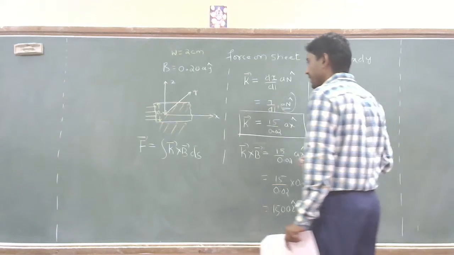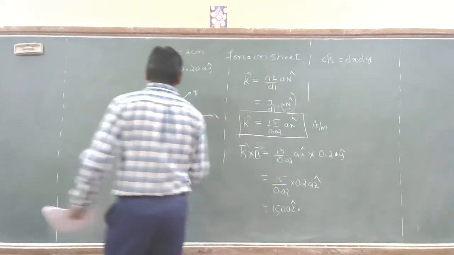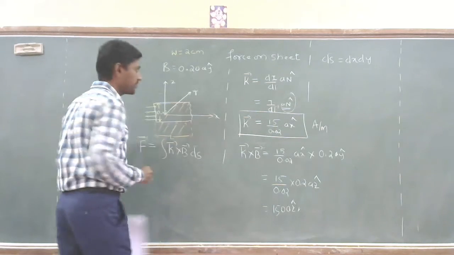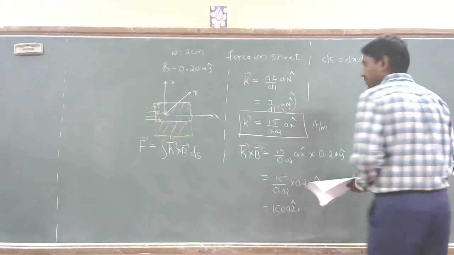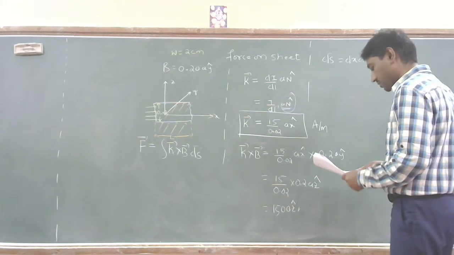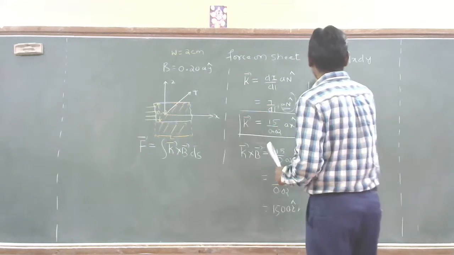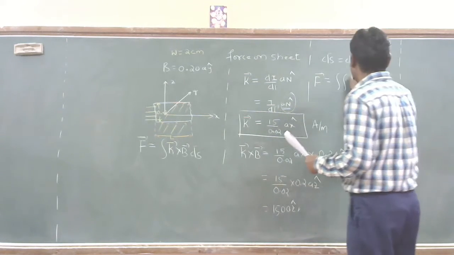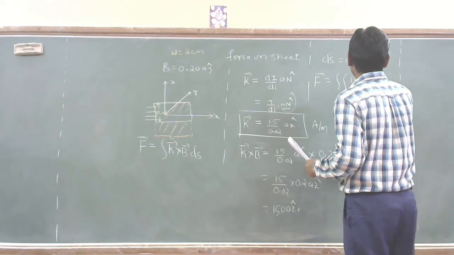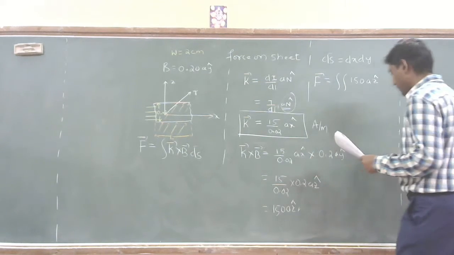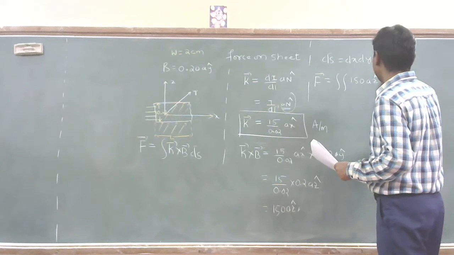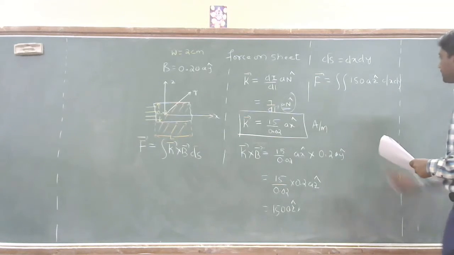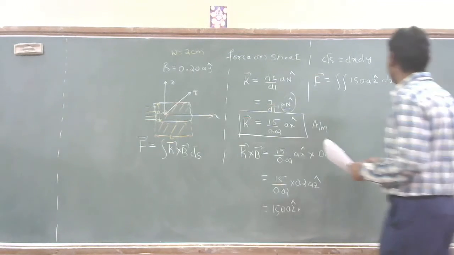So you can really integrate, and we will consider this particular strip to have width W and length L. Now the total force will be the integration of that 150 Az hat, which is 150 Az hat dx dy.